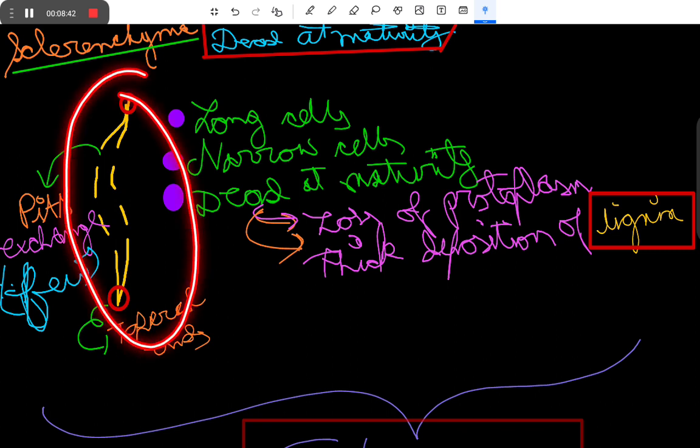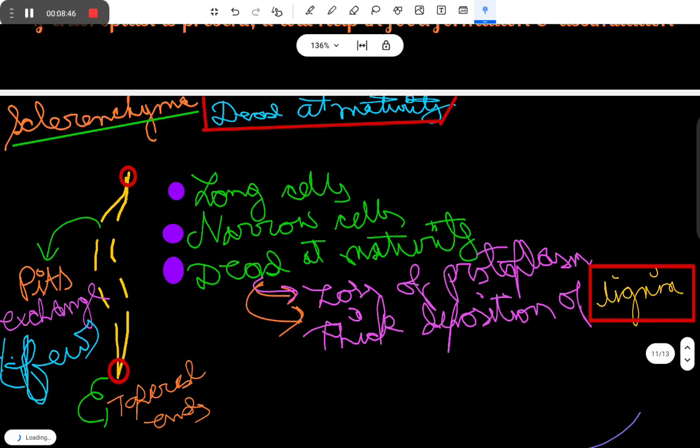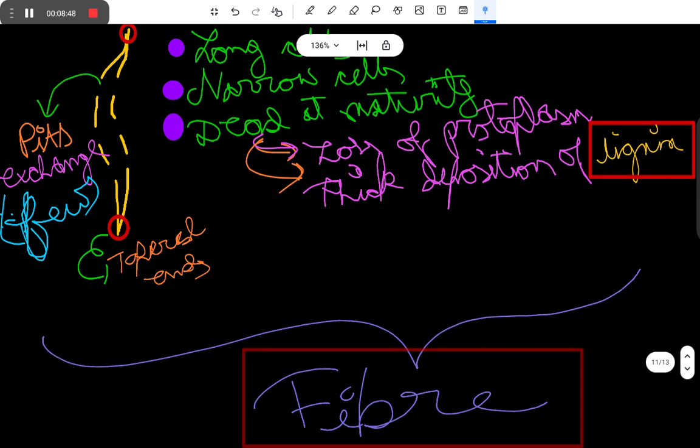This is the image of a fiber. As I told you, sclerenchyma is of two types, fiber and sclereid. See, there are tapered ends. Tapered means like you have squeezed the ends. And pits. See these spaces? These are called pits. They help in the exchange of materials. And there are few pits in a fiber.